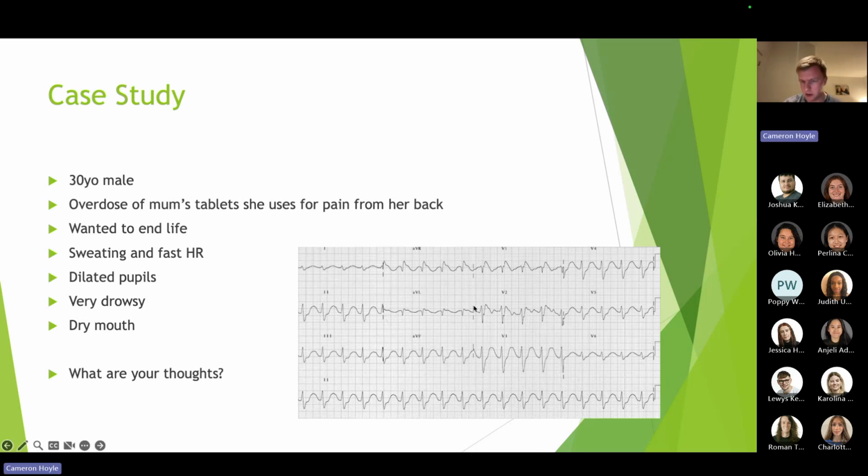And the ECG, does anyone want to talk me through the ECG? So you can get a widening of the QT with tricyclic antidepressant overdoses, and you can see that there's this really, really big T wave as well.